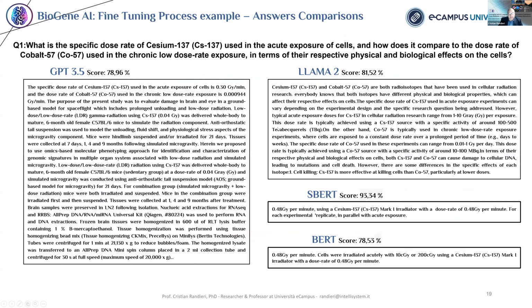Just for clarity, this is an example of the Q1 question, which essentially was: what is the specific dose rate of cesium-137 using the acute exposure of cells, and how does it compare to the dose rate of the cobalt-57 using the chronic low dose radiation exposures in terms of their respective physical and biological effects on the cells. And essentially, you can see the comparison of all the 4 algorithms. We reached a score of, for example, in SBERT 93%, about BERT 78, and so on.